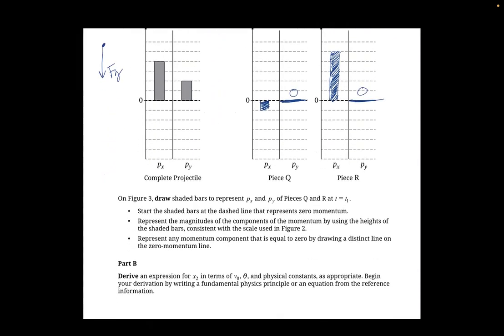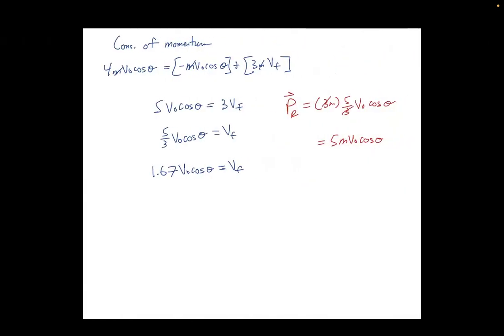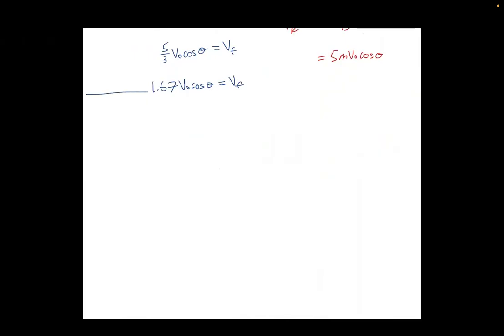All right, part B, derive an expression for x2 in terms of v naught, theta, and physical constants as appropriate. Okay, let's draw this out. So for part B, we have our 4m being launched, speed v naught at an angle of theta.